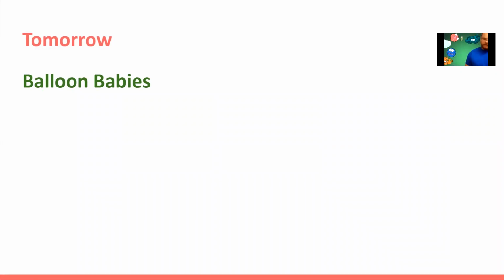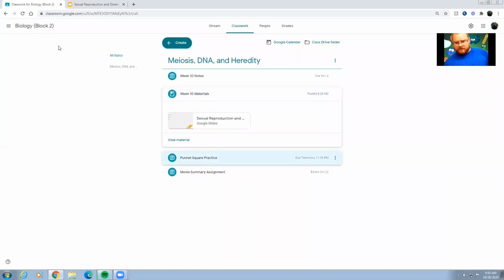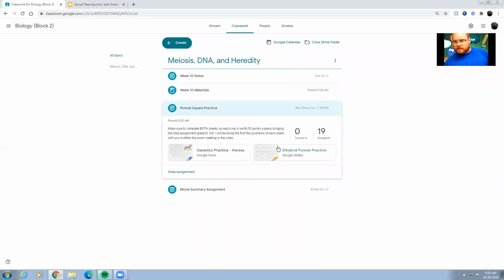Anyway, it's going to bring us to the work for today. The first one, you'll see that there are two separate things attached here. Make sure to complete both sheets as each one is worth 50 points apiece, bringing the total assignment grade to 100. I will be doing the first few problems of each sheet with you in either the Zoom meeting or the video. Obviously, this is going to be video because, again, nobody's watching. So the first one, we're going to come into genetics practice horses.